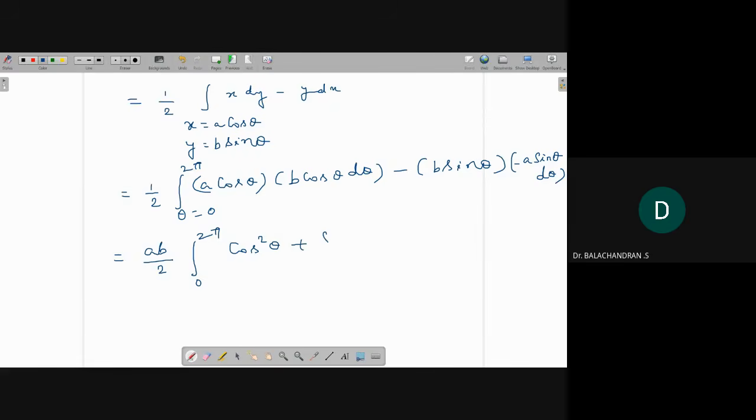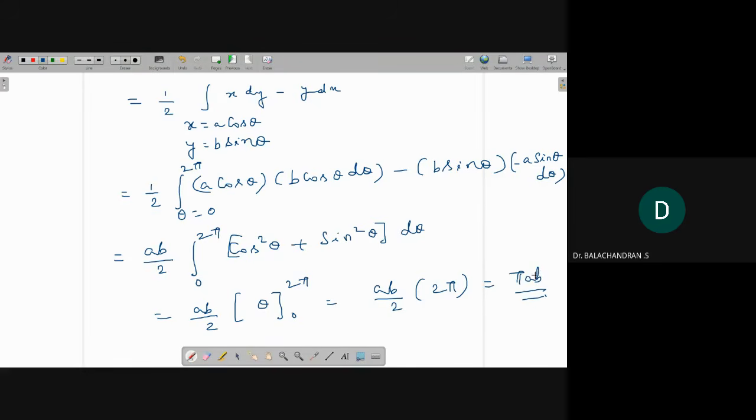Okay, I will write one more step into d theta. So ab by 2, this is 1. To integrate d theta, you get theta from 0 to 2 pi. So you get ab by 2 into 2 pi minus 0. 2 gets cancelled. We got the area of the ellipse is pi ab. Okay, so the second part is over.